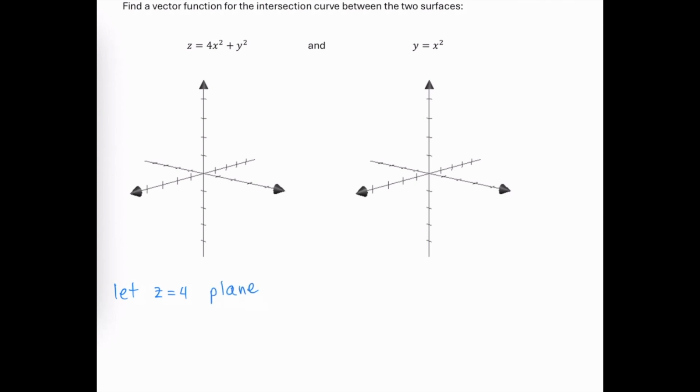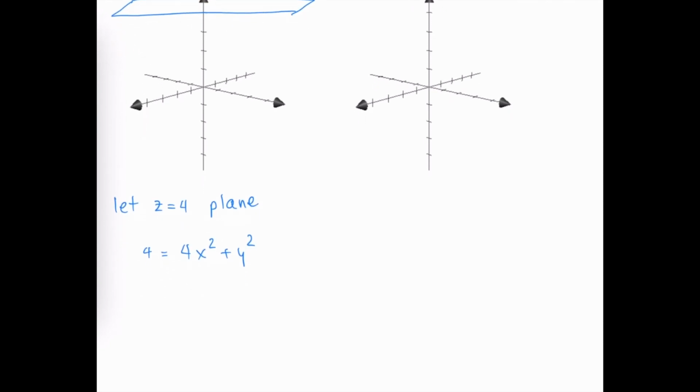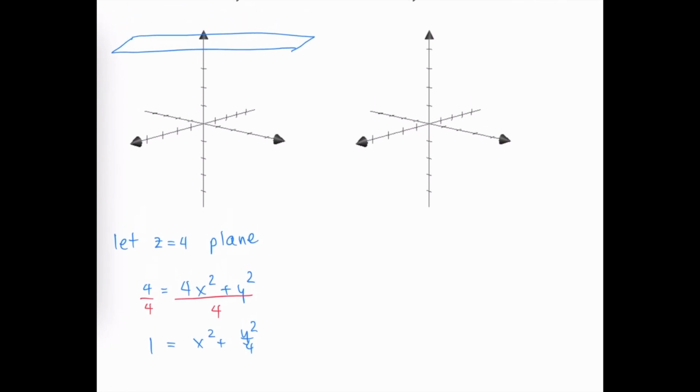And what we're looking at is what kind of an intersection curve we would have in that z equals 4 plane. Well, we plug 4 into the actual equation, so we get 4 equals 4x squared plus y squared, and I recognize this as an ellipse. The standard form can be determined by dividing both sides by 4, and I end up with x squared plus y squared over 4. So we end up with an ellipse in that plane where I'm traveling 1 in the direction of x and 2 in the direction of y.